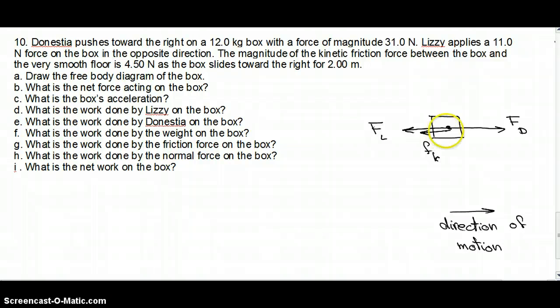The box is somewhere around the earth, so we have W, and it's on the floor, so we have normal force. These are all the forces that are applied on the box. That's how we do the free body diagram.